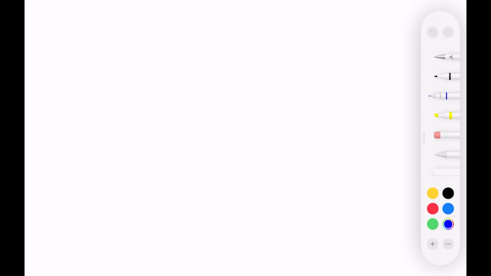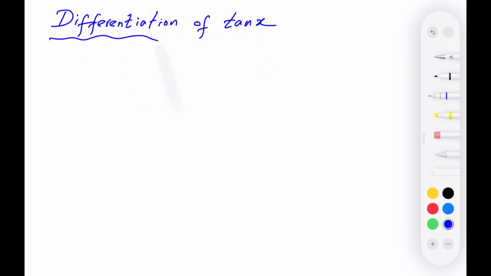This video discusses how to differentiate tangent x. Please note that there are two very popular methods to differentiate tangent x. One is using the first principles, the other one is using the quotient rule along with the results of sin x and cosine x differentiations. In this video, I'm going to talk about the proof of tangent x differentiation using the first principles.